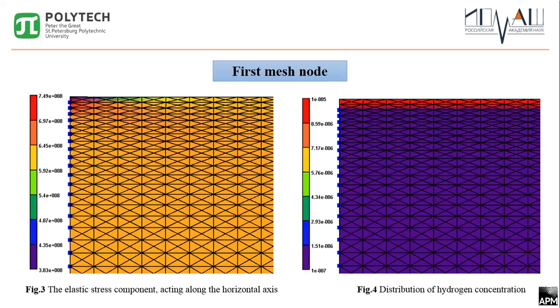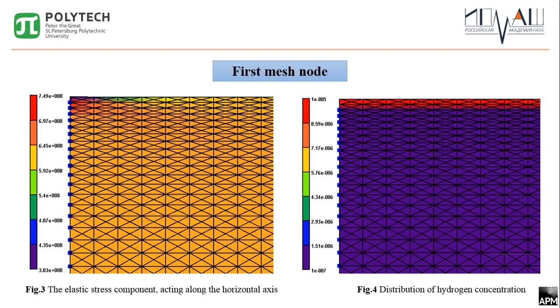Fulfillment of the fracture criterion in the first mesh node occurred instantly at the very first step in time integration, due to the high stresses acting near the notch and the significant level of hydrogen content in the surface layer. The distribution of the elastic stress component acting along the horizontal axis near the notch is shown in figure 3. It's seen that the maximum tensile stress drops off near the concentrator. The value at the first node along the crack propagation line was 750 megapascal. Hydrogen concentration distribution is shown in figure 4.